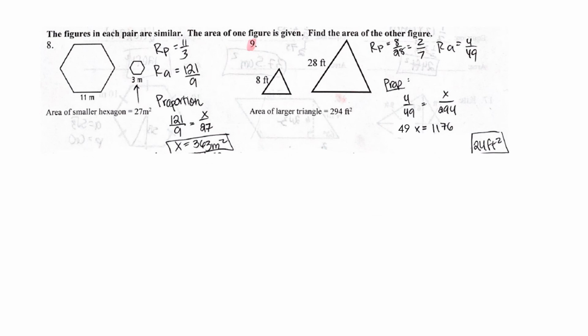Okay, so on these ones, we're looking at similar figures, right? So we've got two hexagons here. We have the area of one figure that's given and find the area of the other.